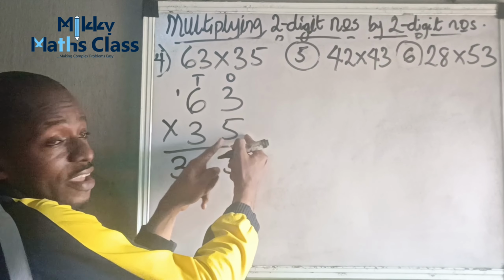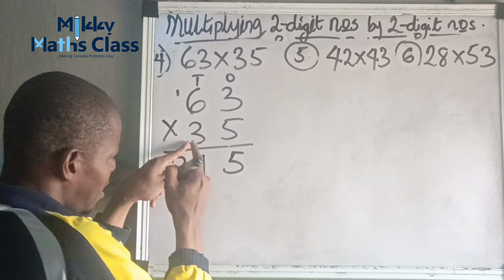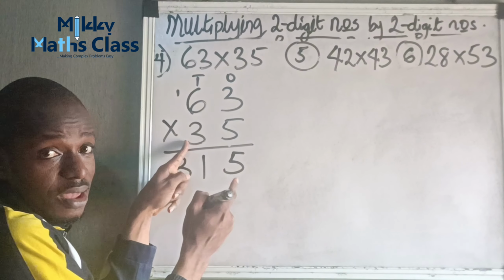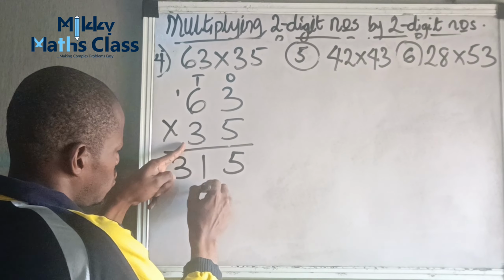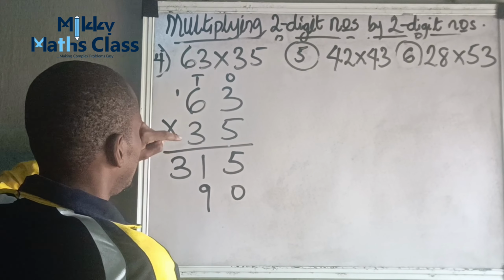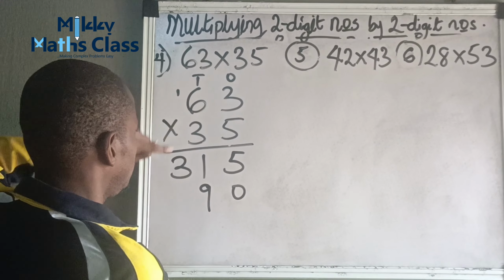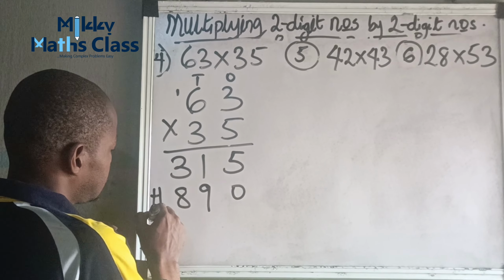We are done with this 5. We'll move to this next one. 3 times 3 is 9. Remember, we will not put the 9 here. That's another mistake students make. You come here, because we are starting with the tens part. So this is underneath the tens part 9. Put your 0 there. 3 times 6 is 18. So you put 18 here and add.